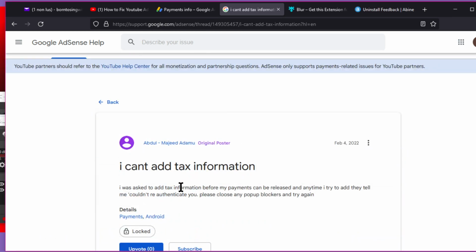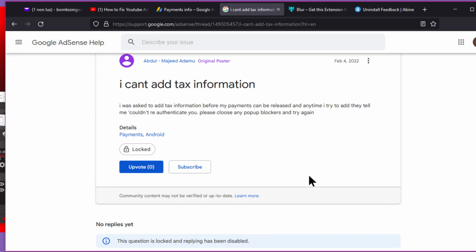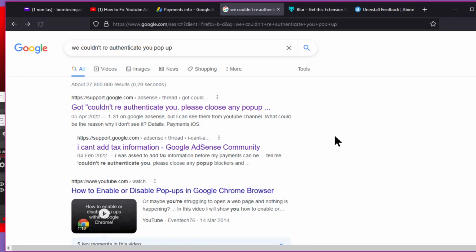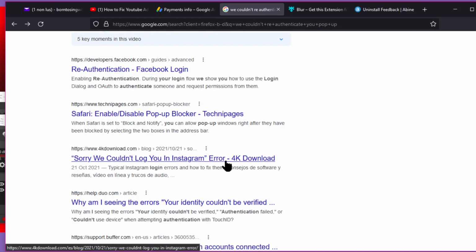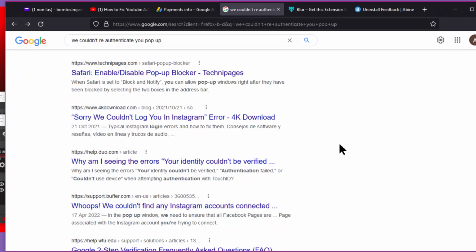People complaining that they cannot. This guy is saying, I was asked to add tax information. I try to add, they tell me, couldn't re-authenticate you, please close any pop-up. The same person. Why is it spelling close like that? Okay, so let's keep searching, because we need to get past that problem first of all.